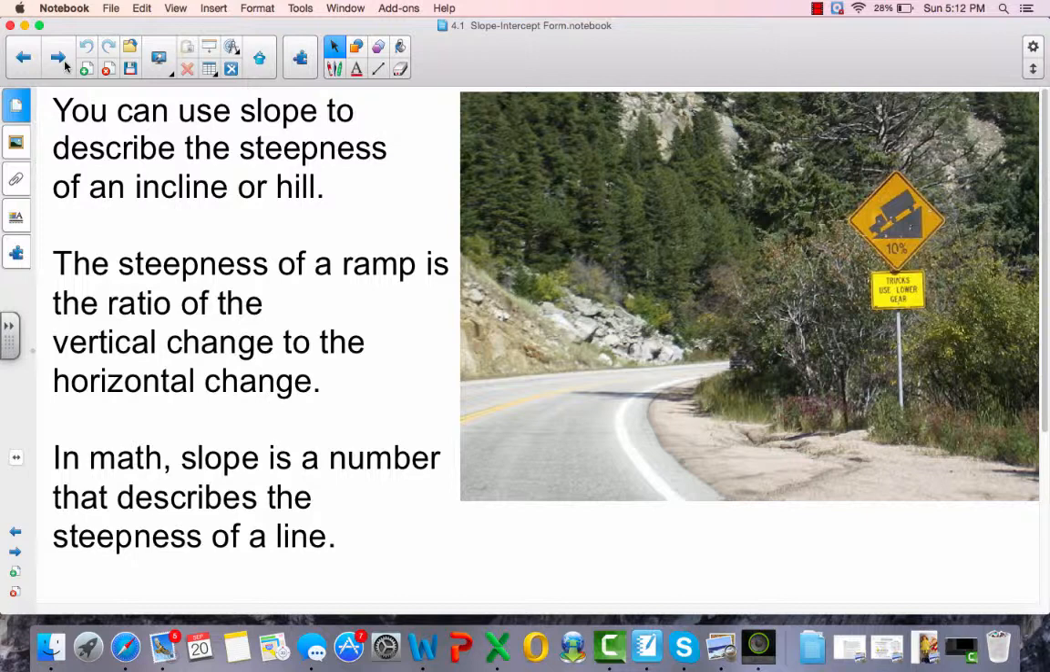That means for every 10 miles that a truck would travel horizontally, it would go down 1 mile, which is quite a bit, by the way. That's a very steep slope. In math, slope is a number that describes the steepness of a line.